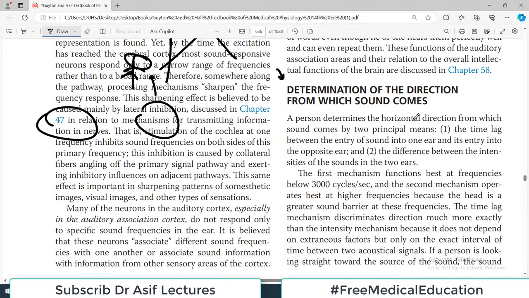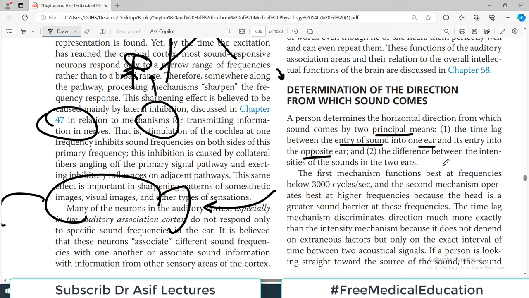Similarly, a person determines the horizontal direction from which the sound comes by two principles. The first is the time lag between the entry of the sound in one ear and its entry into the opposite ear. So, agar ek banda khada hua hai, uska ek kaan idhar hai, dusra kaan idhar hai. So, the two systems are able to differentiate ke sound kis direction se horizontally aa rahi hai, from the right side or from the left side, okay?